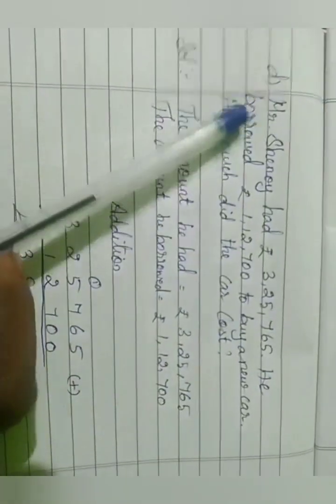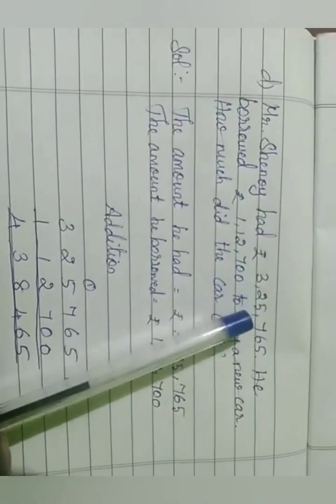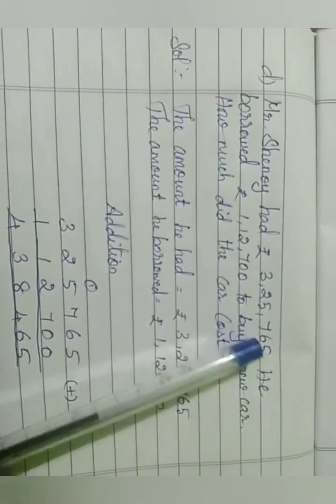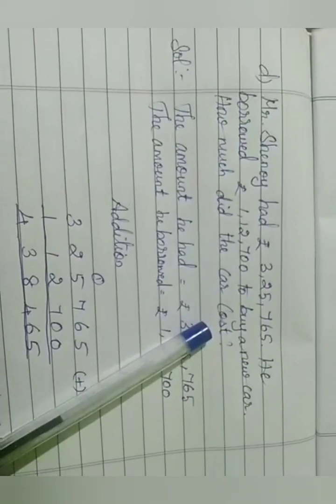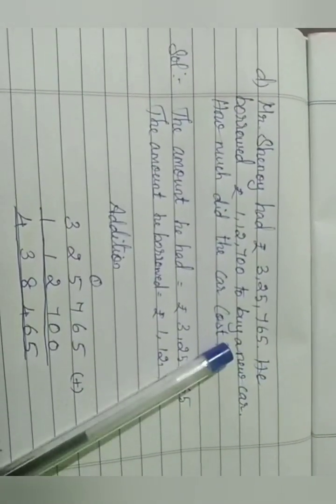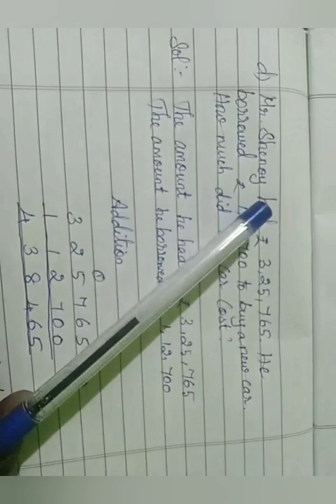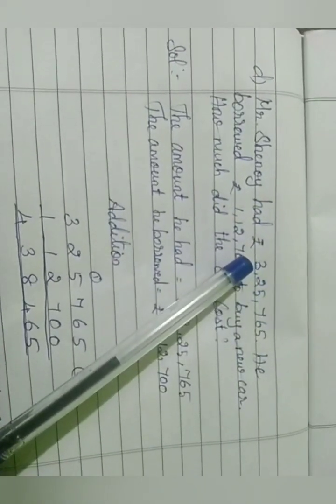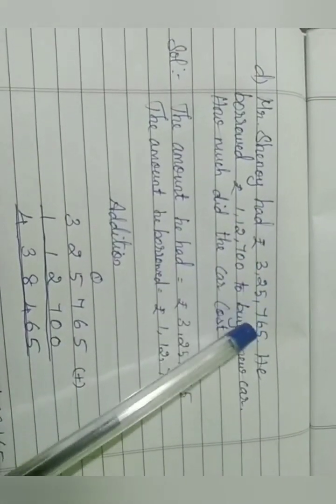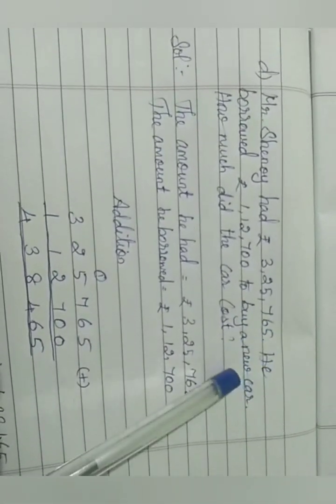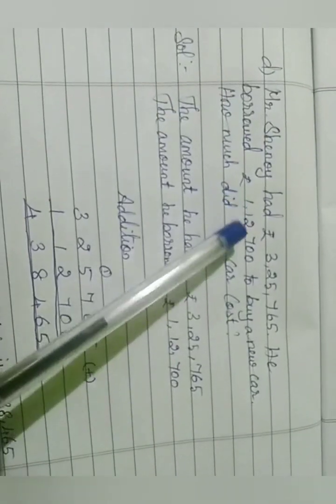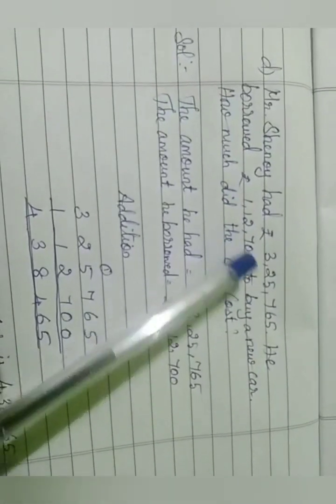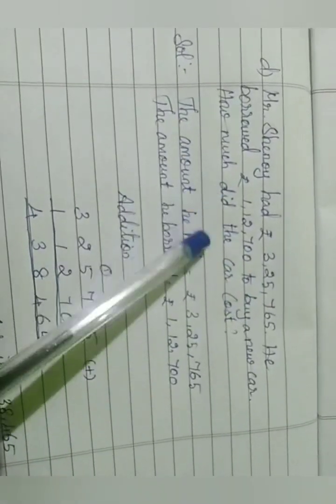Next sum. Mr. Shenoy had rupees 3,25,765. He borrowed rupees 1,12,700 to buy a new car. So how much did the car cost? So first read the question. You have to understand. Mr. Shenoy already had some money, that is rupees 3,25,765. That is not enough to buy a new car. So he borrowed from others an amount of rupees 1,12,700. So here we can find how much the car cost.